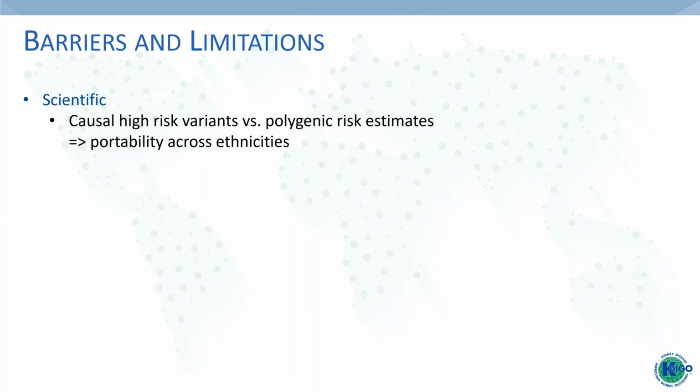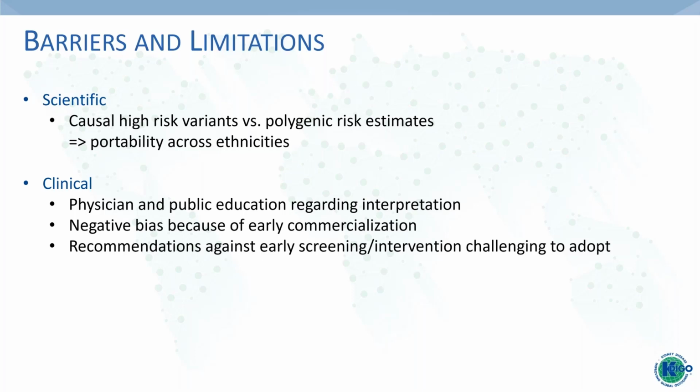While causal risk variants are often shared across ethnicities, polygenic risk variants at the heart of the GPS are dependent on ancestral composition. As Krzysztof already pointed out, portability across ethnicities is a very important research topic. Physician and public education regarding the interpretation of GPS is very important. Early commercialization might have already led to a negative bias.